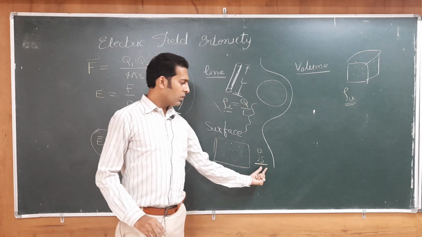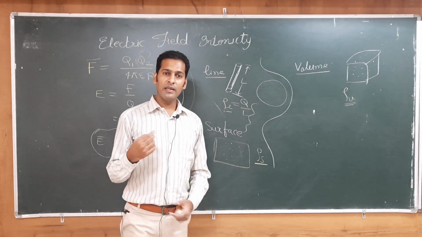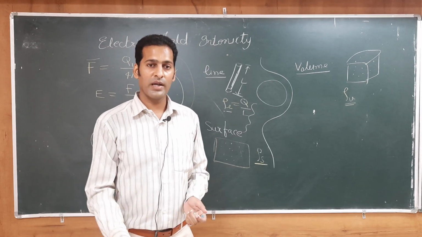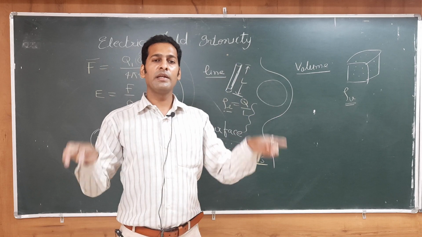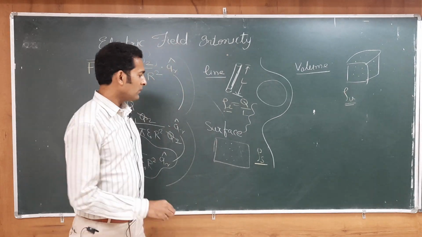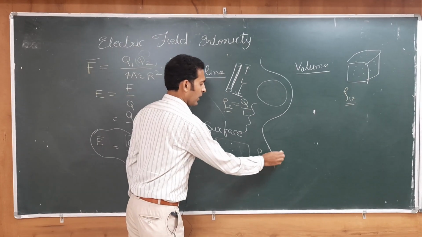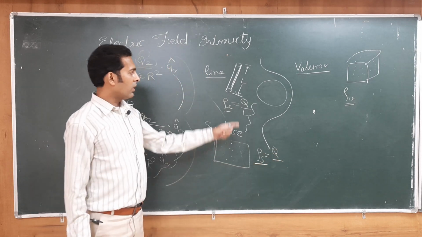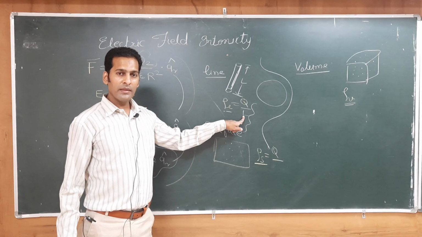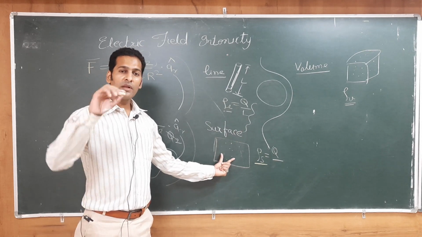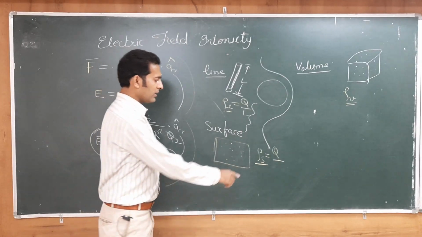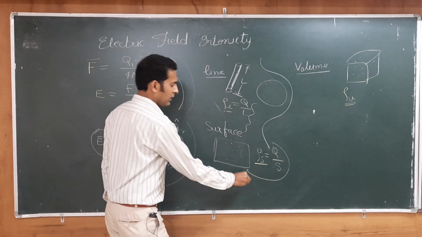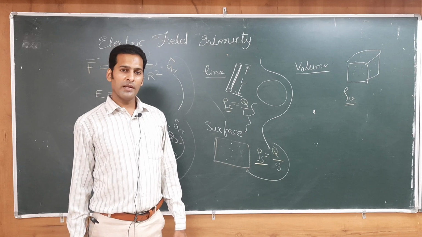Then if you talk about rho s, it is again surface charge density. So, creator of surface charge density is also charge, because charge is creating charge density. So, what can we say? Rho s is equal to again q. For line, the length of line is considered. For surface, there will be surface area. So, we can say rho s is equal to q by s. So, this is the formula for surface charge density.